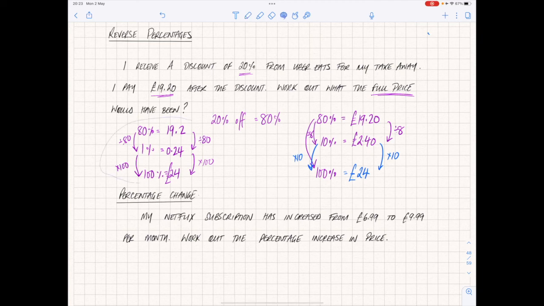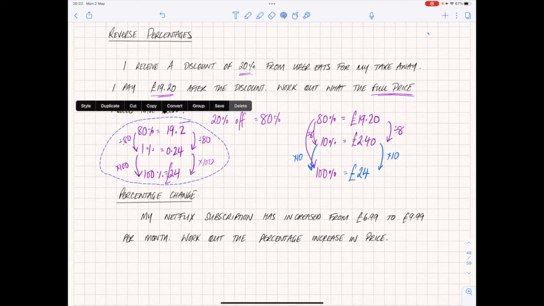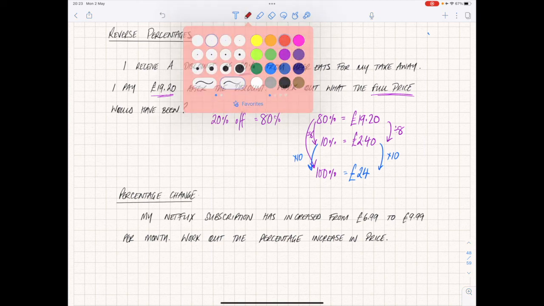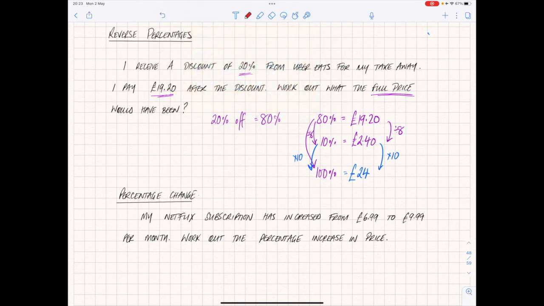Now, if you're happy with this concept of single multipliers and good at rearranging and changing equations, the other way you could do this is you could say whatever the original price was, so the original is 100%. If you're getting 20% off, that's 80% as a single multiplier. That would be 0.8 because you're doing 100 minus 20, which is 80, and then divide that by 100 to get 0.8. And that is equal to £19.20. So I've just formed an equation there.